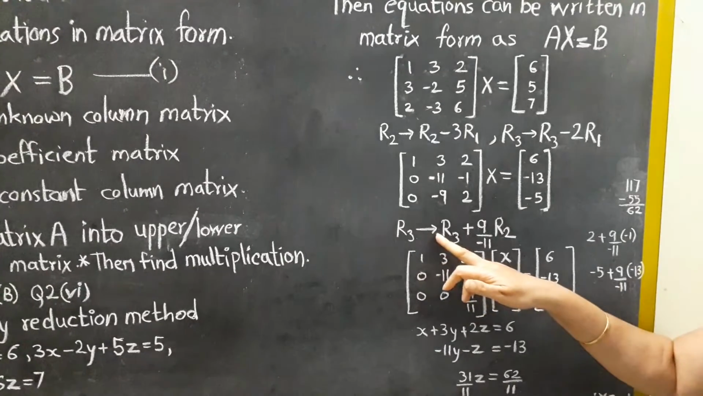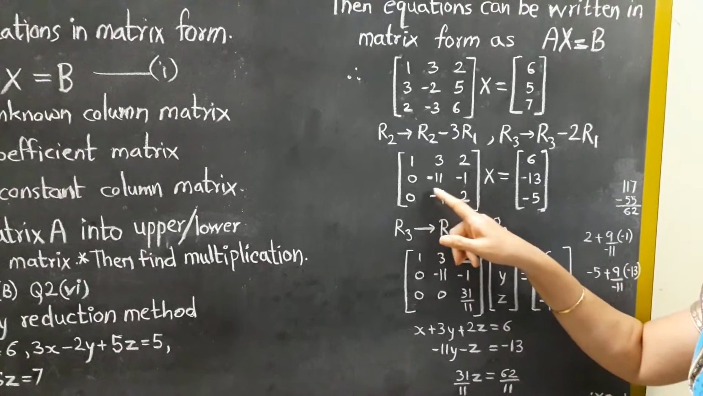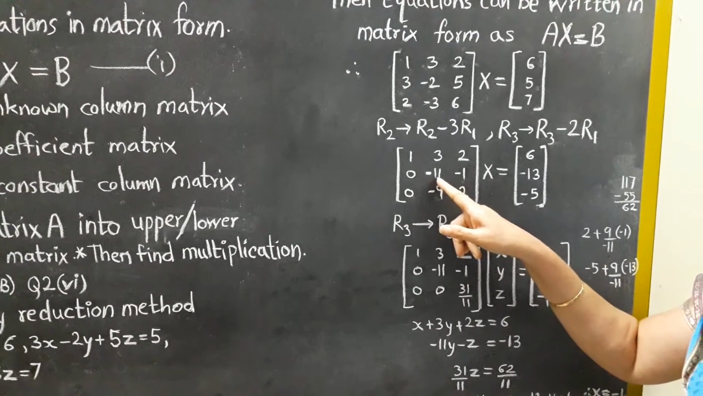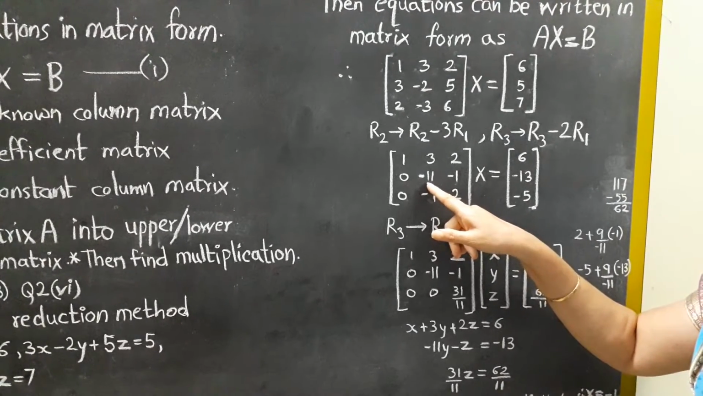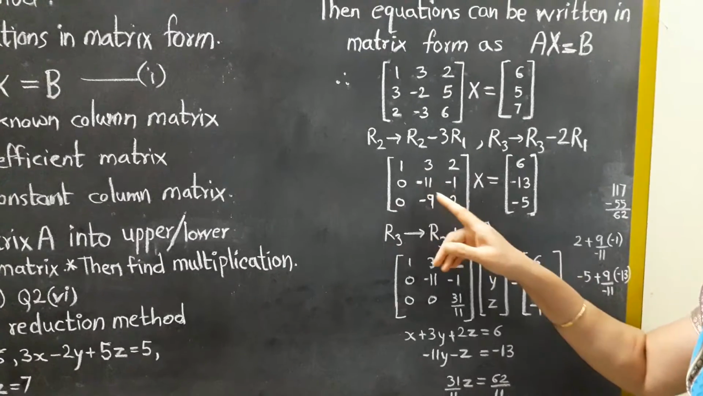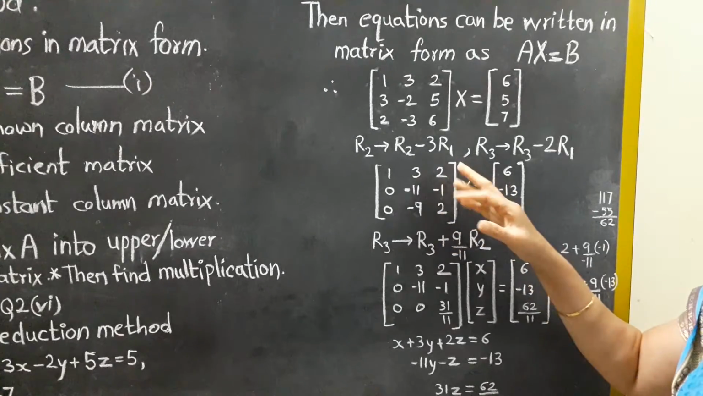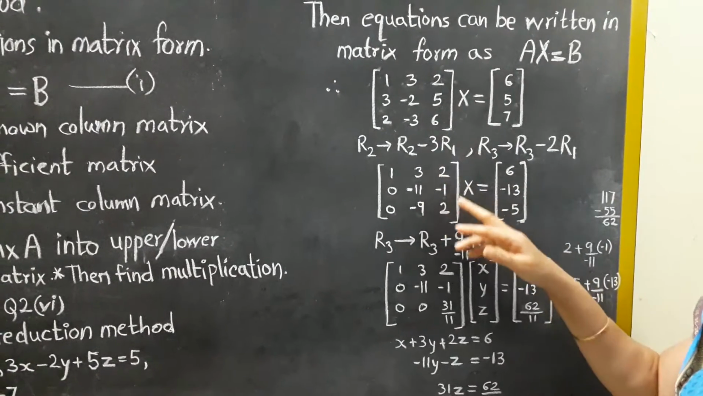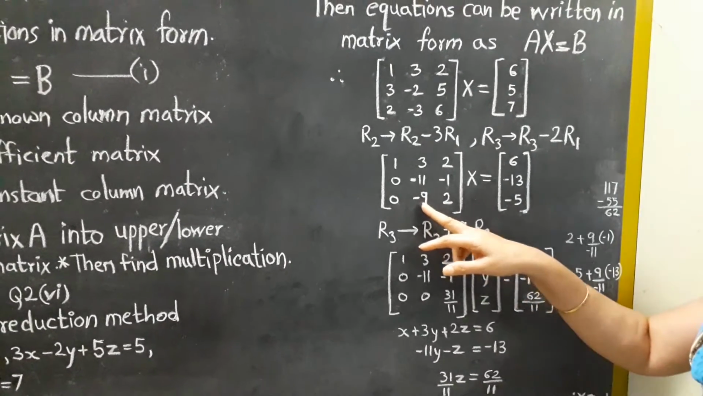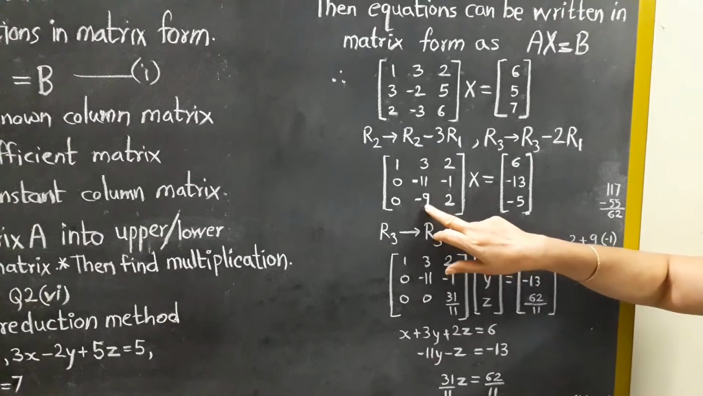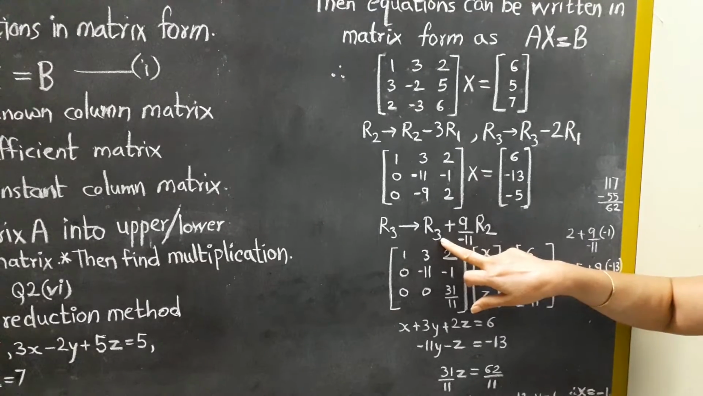So R3 changes to R3. Only the motive is we have to get 0 over here, not necessarily we have to get 1 in this case, because we are reducing it to the triangular matrix. Now here we are going to complete this triangle, means that we are reducing this matrix into upper triangular matrix, and for that we are just finding out what transformation we are supposed to do is that R3 changes to R3, no doubt about it.